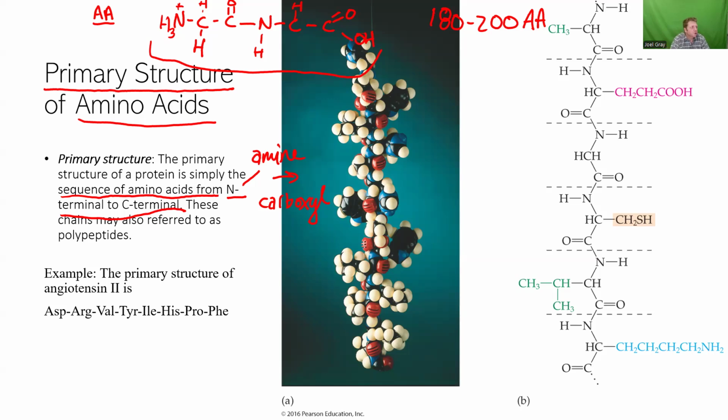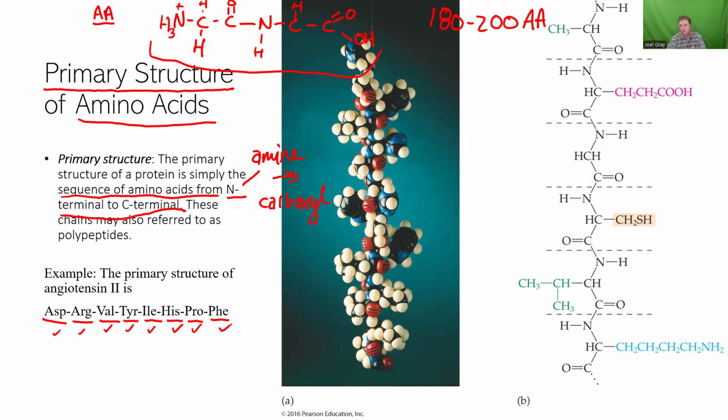So the primary structure is just going to be looking at the sequence of the amino acids. Now, an example, the primary structure of this angiotensin 2 is here. We're looking at the three-letter codes ASP, ARG, VAL, TYR, ILE, HIS, PRO, PHE. Now we could translate that to the full names, which would be aspartic acid, arginine. I'm going to check them off as I go through. Aspartic acid, arginine, valine, tyrosine, isoleucine, histidine, proline, phenylalanine.